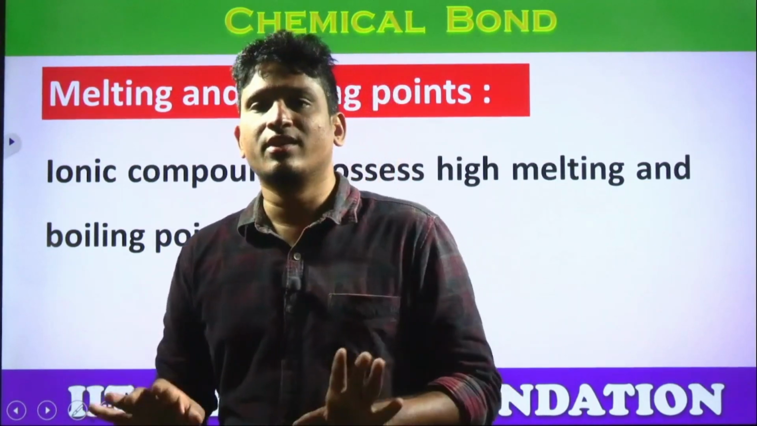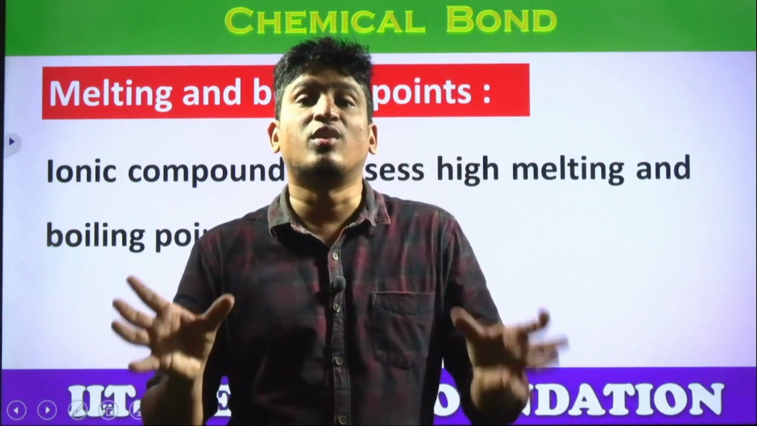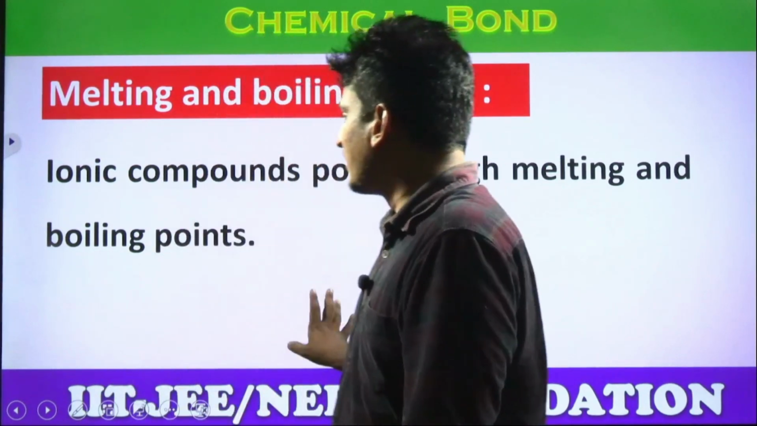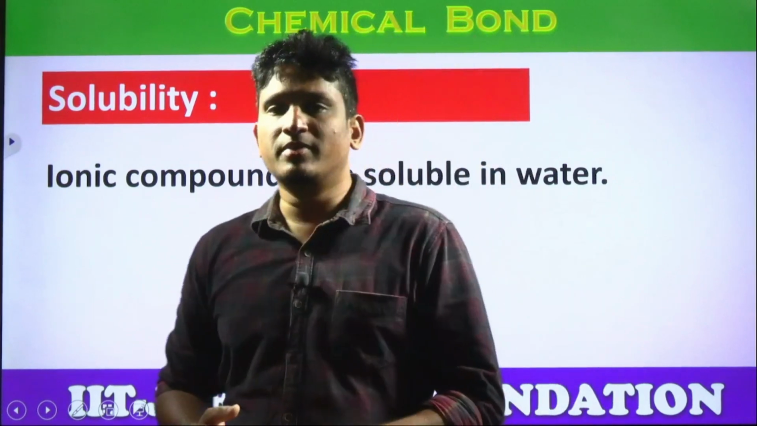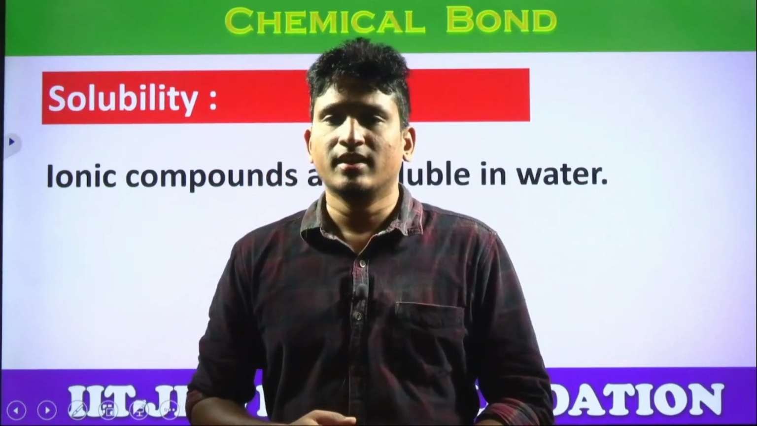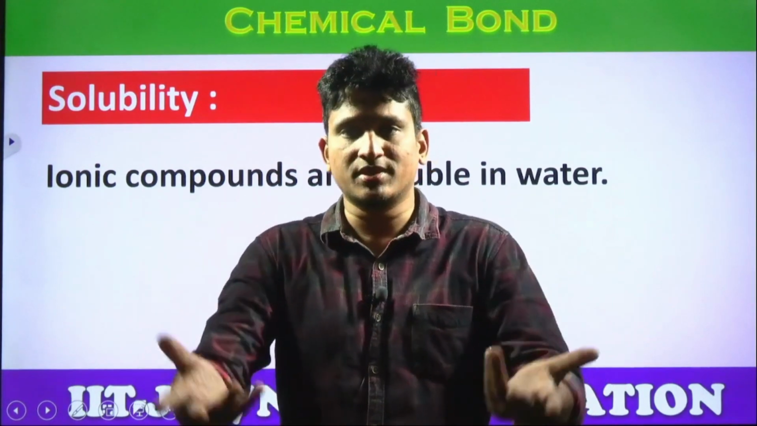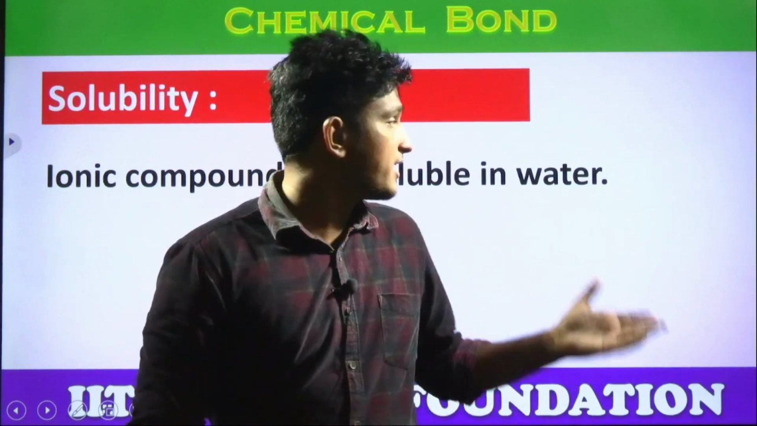In general, all ionic compounds have high melting and boiling points. Why? Because of strong attractions. In order to break those attractions, it is not so easy. We need to provide more energy. Next, solubility. What is solubility, students? The ability to dissolve, to attract towards the opposite ion, that is solubility. Sir, ionic compounds are soluble in polar solvents like water.